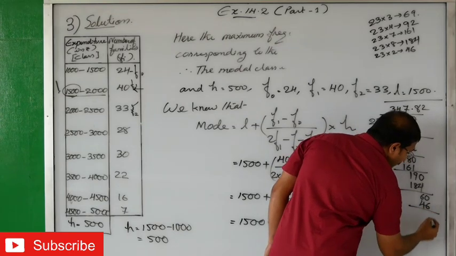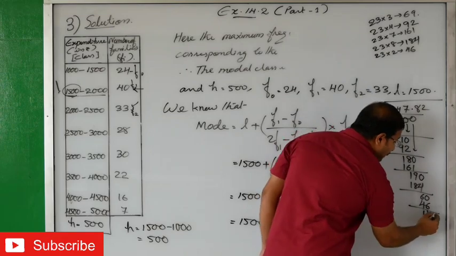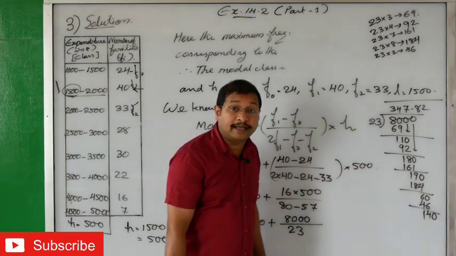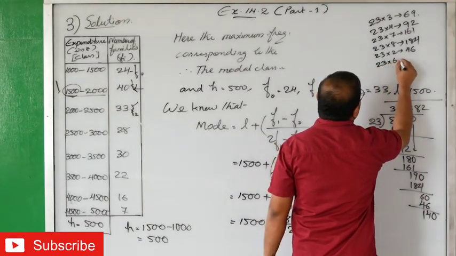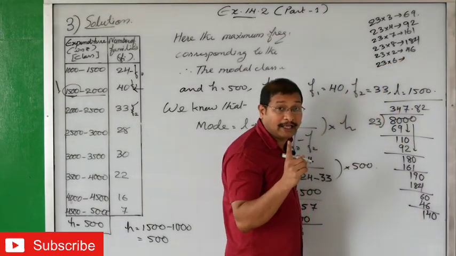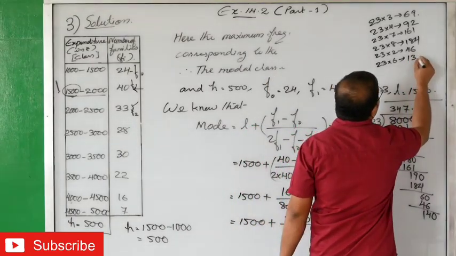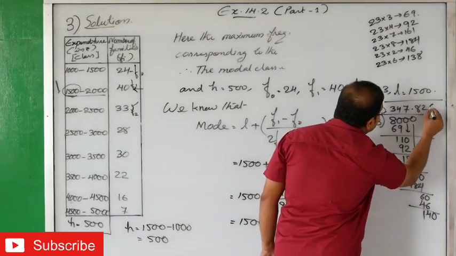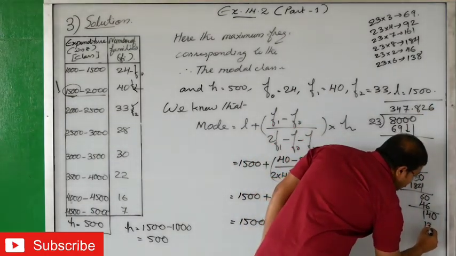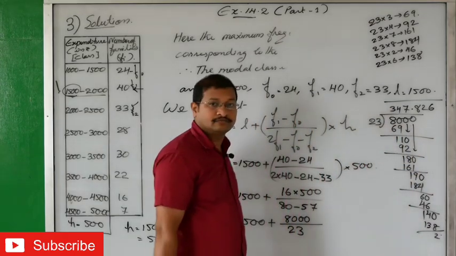46. We'll subtract. What will get? 4, 1. That means 140. 140 means how many times? Yes, 23, 6. 23 into 6. Ready? You have to multiply actually. So 23 into 6, 138. Ready? So 138 will write here. How many times? 6 times. 138. We'll get 2. Ready?